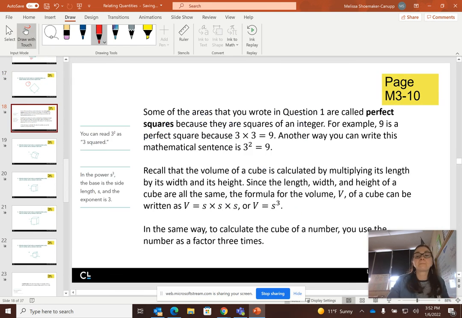Okay, now, moving on to page 10, we're going to extend that idea from area to volume right here. Okay, now as you can see, there is a vocabulary word, perfect squares. 9 is a perfect square because 3 times 3 is 9. So the answer to all those questions, 3 times 3, 4 times 4, 5 times 5, are called perfect squares. There's going to be a table later on that will help kind of give you an idea of what that looks like. Okay, now, volume, remember, is length times width times height.